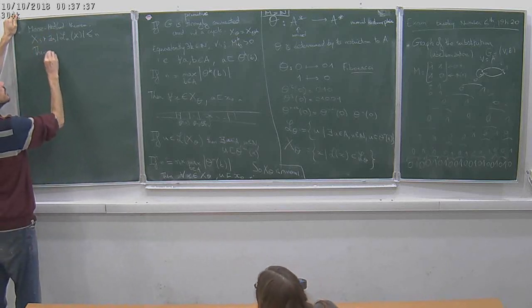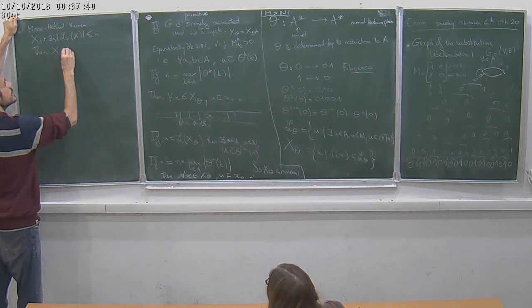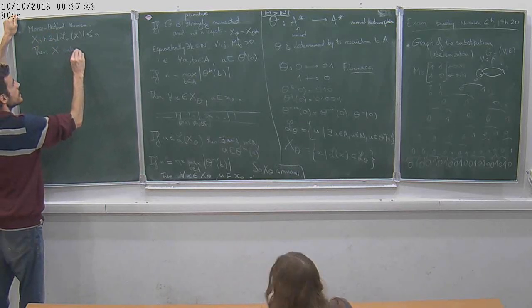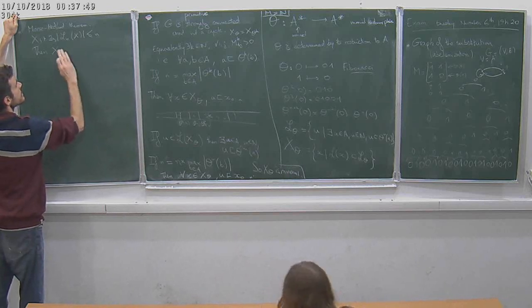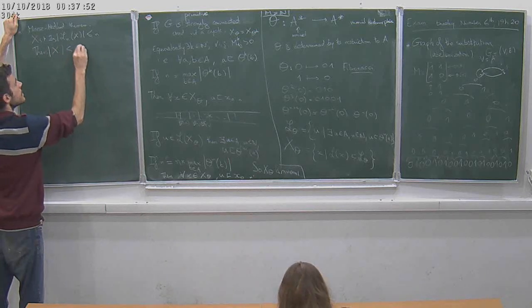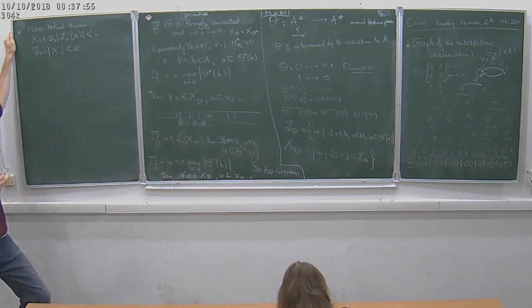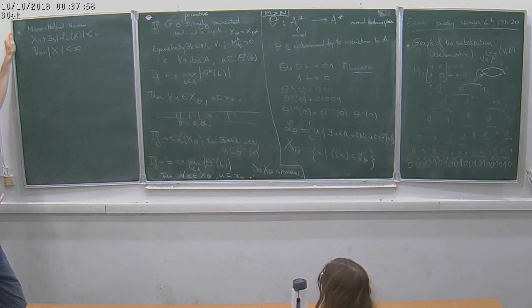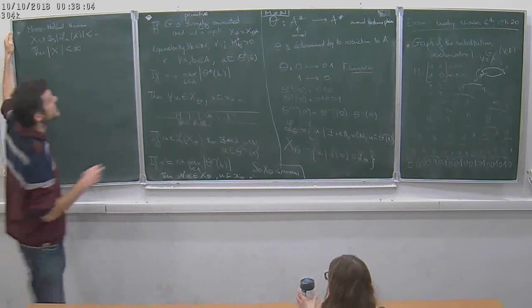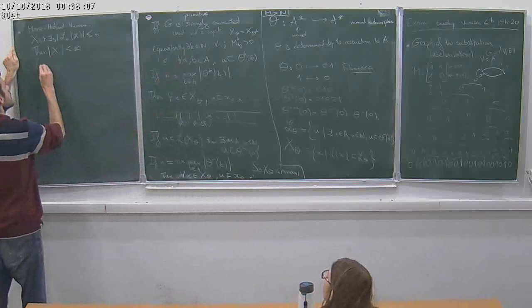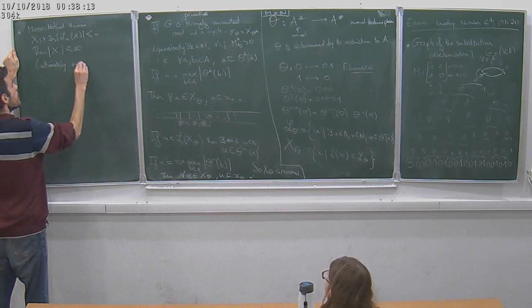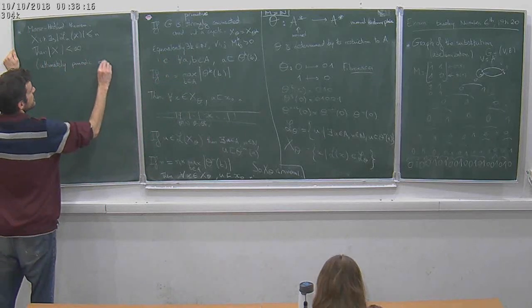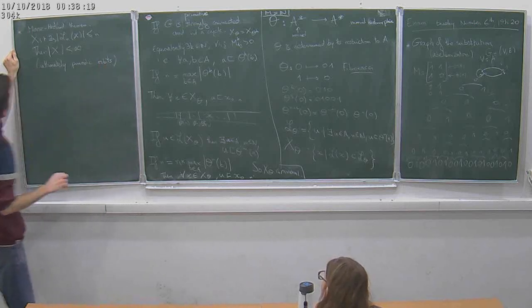then X is finite. So it has only a finite number of ultimately periodic orbits if we are in N, or periodic orbits if we are in Z. Okay?